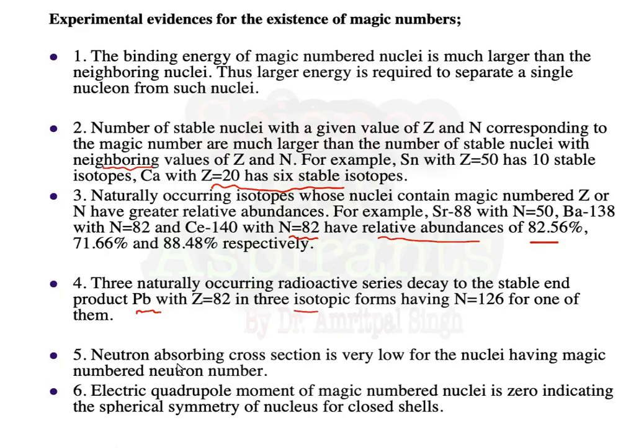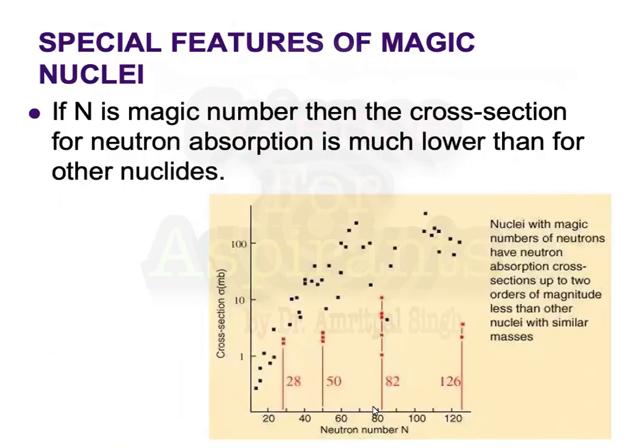Apart from that, the neutron absorption cross section is very low for nuclei which have this magic number. And the quadrupole moment of some nuclei is found to be zero experimentally, which shows that some nuclei are tightly packed, while some have an elliptical form and some a spherical form. So not all nuclei have only spherical shapes. These are some of the features of magic numbers.